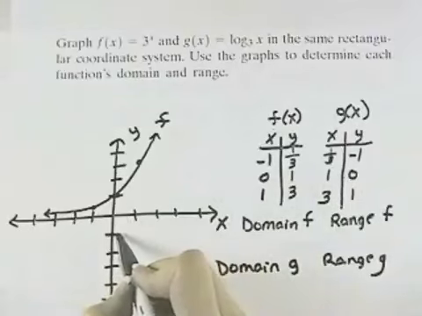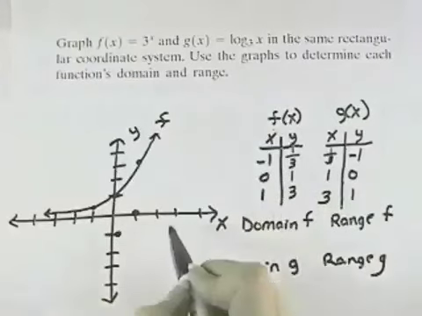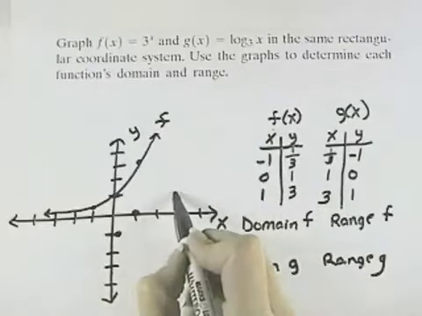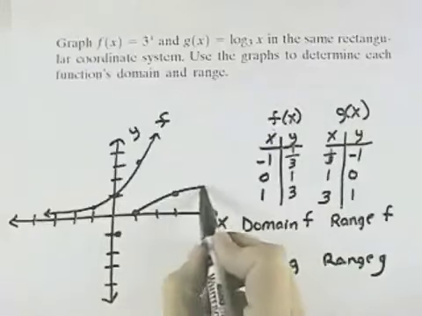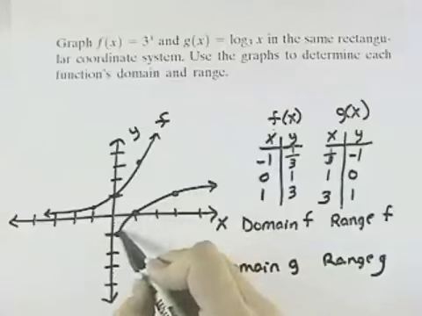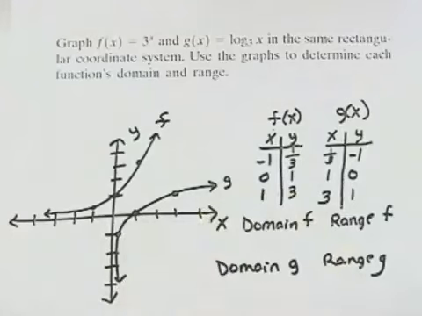So when x is 1/3, y is negative 1. When x is 1, y is 0. And when x is 3, y is 1, giving me my 3 points. And for a logarithm, that means that I'm going up and out to the right, which means I'm approaching the y-axis going down as my vertical asymptote, and this would be my function g.